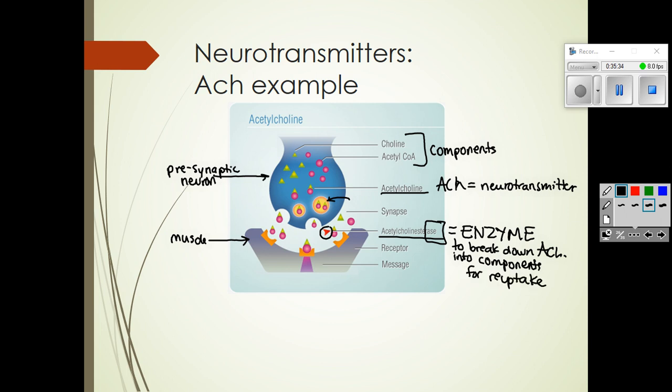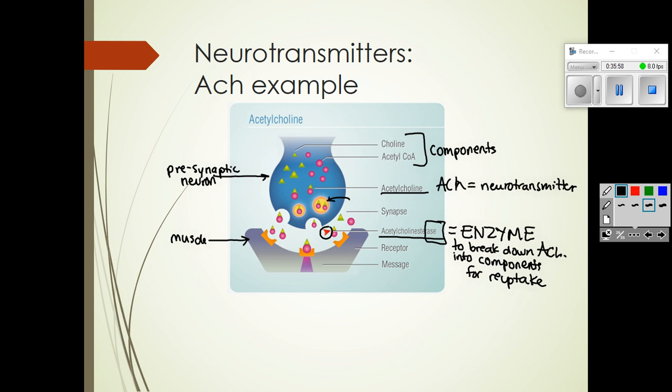So we said on our typical synapse picture, there's reuptake. This is typically how it will happen. An enzyme, like acetylcholinesterase, it ends with ASE, so we know it's an enzyme, will break down the neurotransmitter so that it stops sending the signal. Then the presynaptic neuron can recycle the components so that it can make more neurotransmitter.